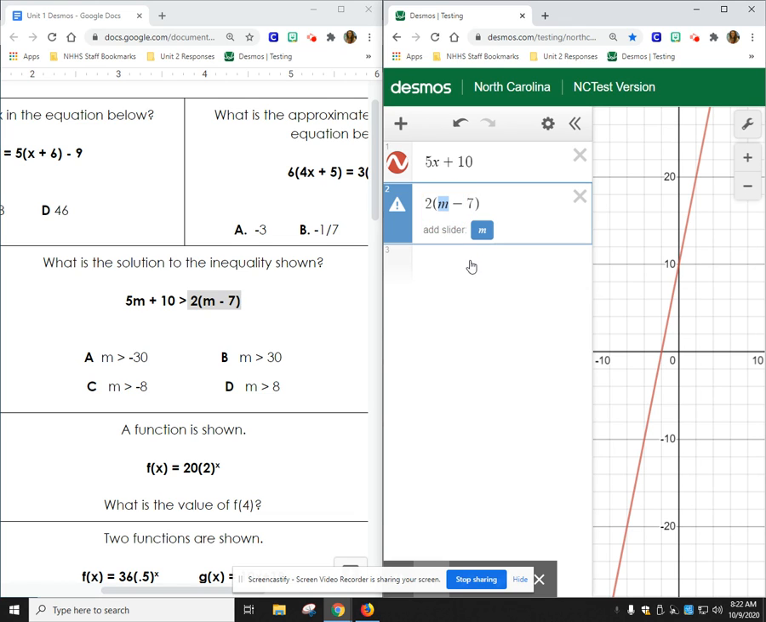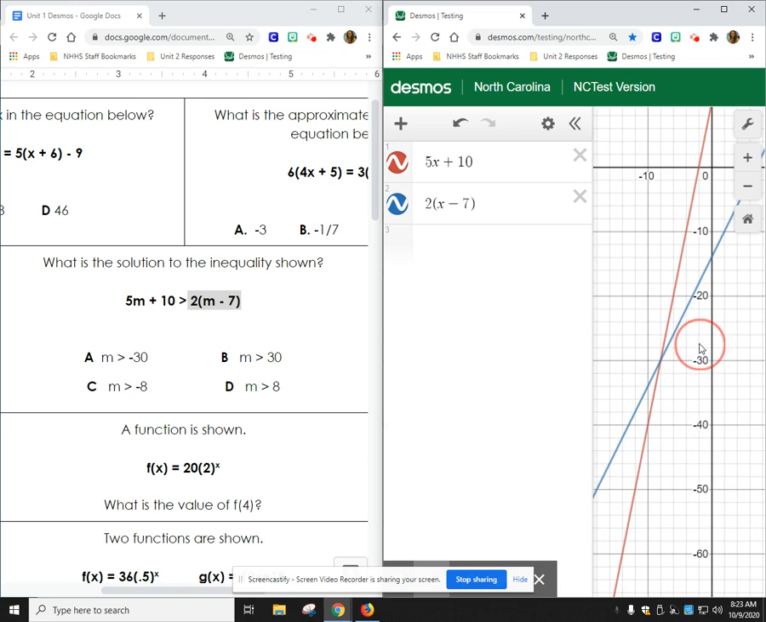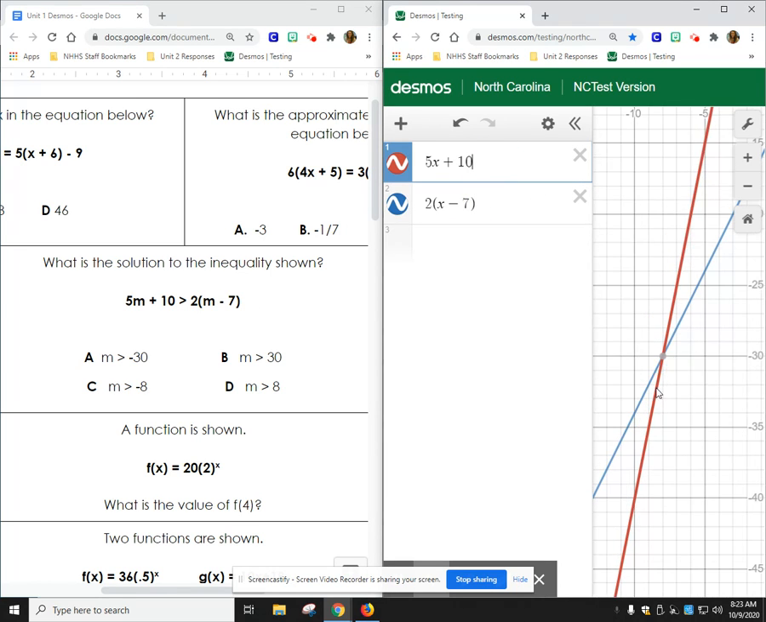Remember, we can't use m, we must use x. And so it should graph both of your equations for you. So we want to figure out, where is 5x plus 10 going to be greater than the 2x minus 7? So our red line is the first equation. So where is this red line going to be greater than the blue line?